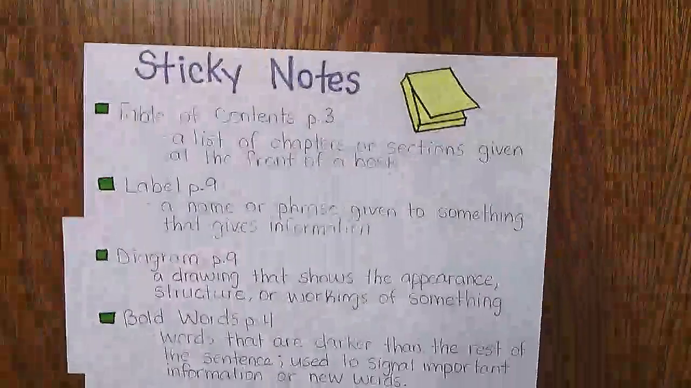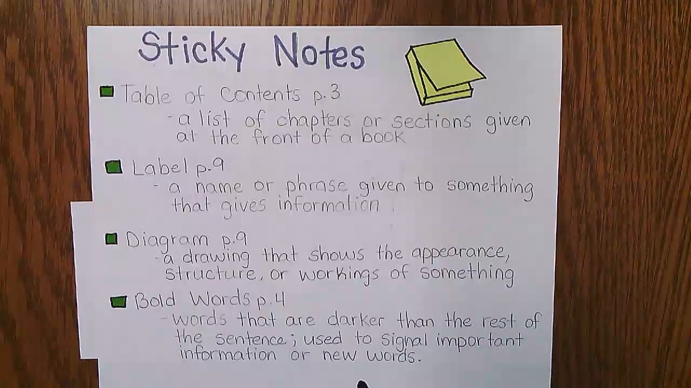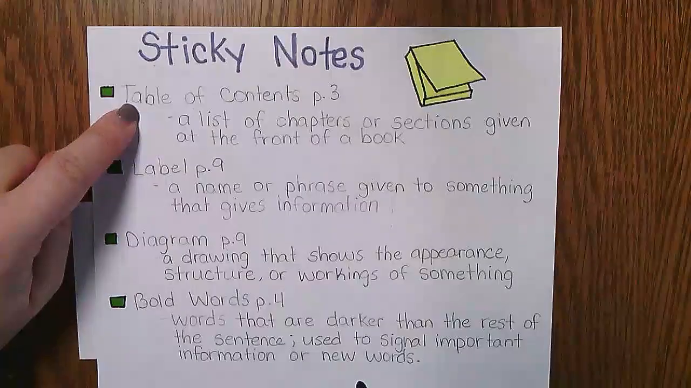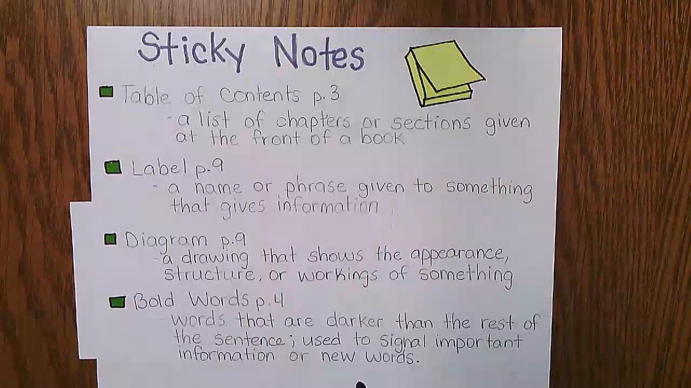For my sticky notes section, I chose to write my sticky notes for all of my text features rather than to stick them in the book and show them that way. So my book did have a table of contents on page 3, which is a list of chapters or sections given at the front of a book. And when I read through the table of contents in my book, I realized that there were a lot of different topics about bees. So not only just about bees themselves, but how they pollinate, bees at work, apiaries, beekeeping tools, collecting honey, and even why do bees sting. So I learned that there were lots of different topics in my table of contents.